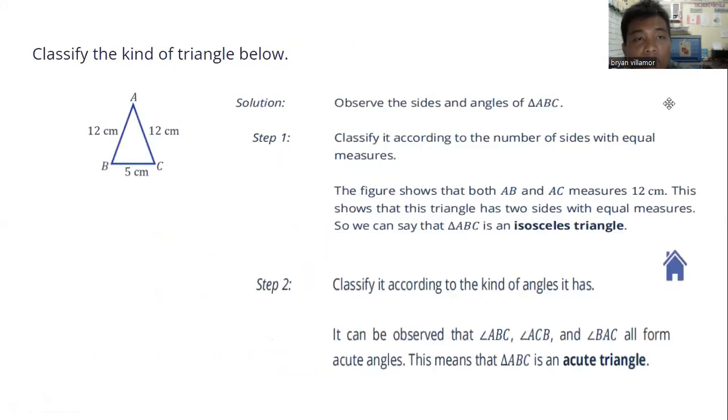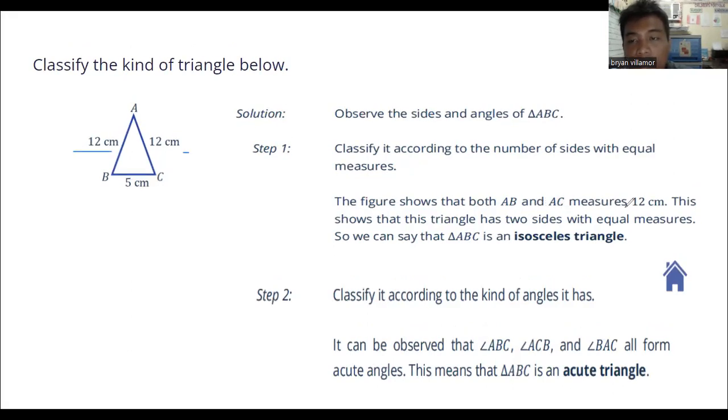Classify the kind of triangle below. Solution: observe the sides and angles of ABC. Step 1, classify it according to the number of sides with equal measures. There are two sides that are equal. The figure shows that both AB and AC measure 12 centimeters. This shows that the triangle has two sides with equal measures, so triangle ABC is isosceles.